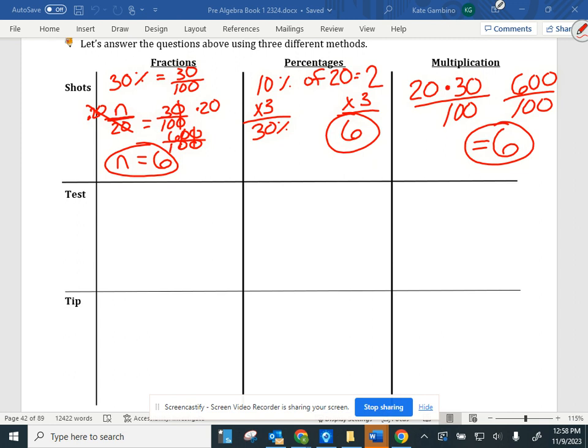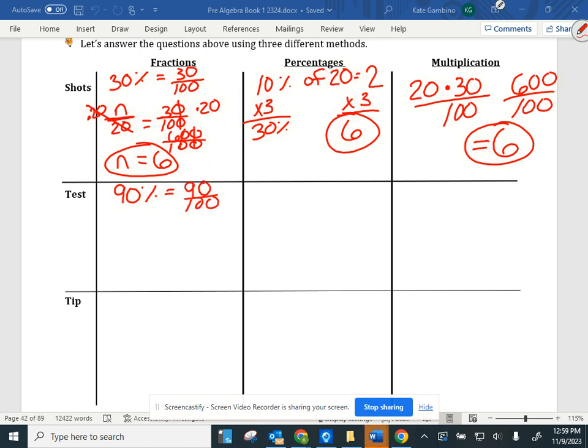Okay, let's look at our test example. The test was worth 30 points, and she got a 90%. So the test is 30 points, and she got 90%. So what is 90%? What is that fraction? Christian?